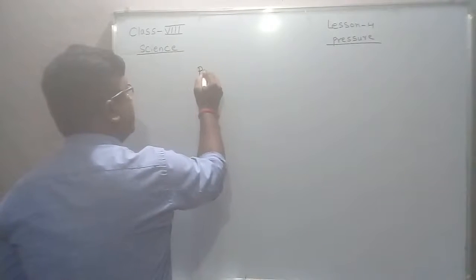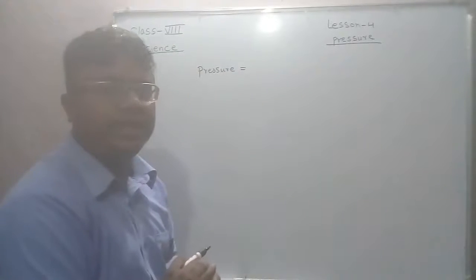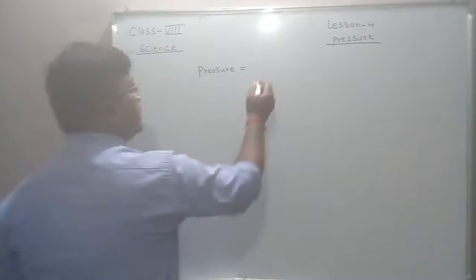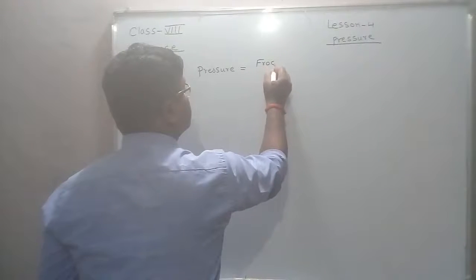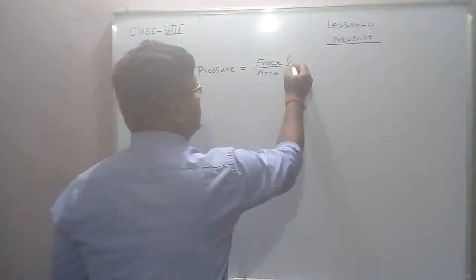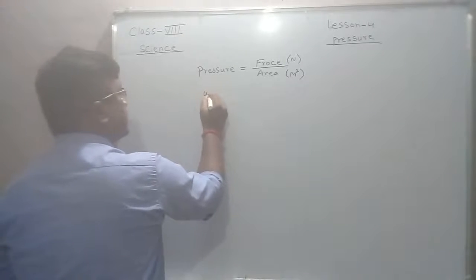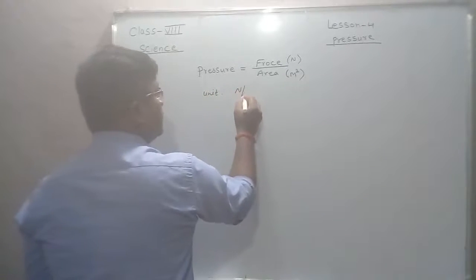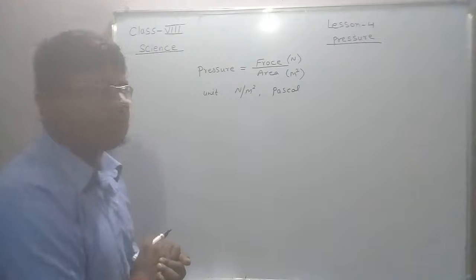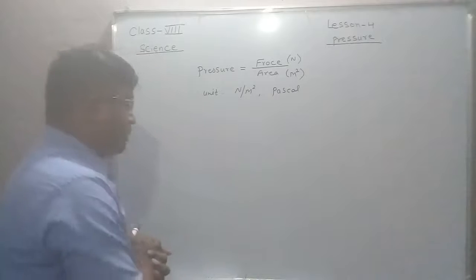the formula for pressure. Pressure is defined as the force acting per unit area. So pressure equals force upon area. Generally force is measured in Newton and area is measured in square meter, so the unit of pressure is Newton per square meter. It is also called Pascal.